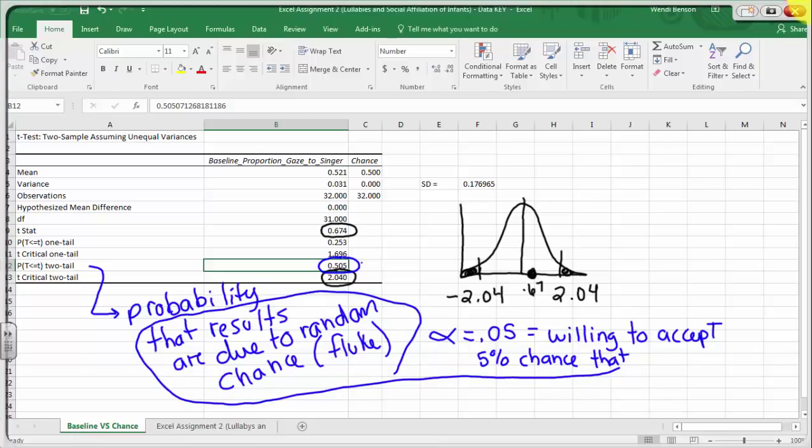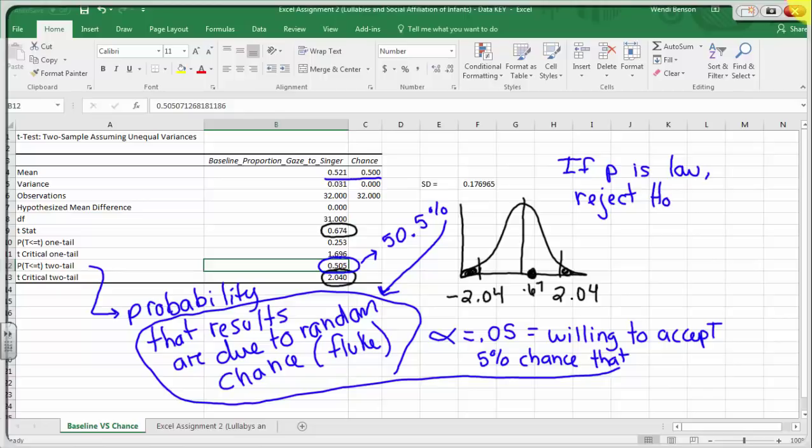Well, in this case, this is basically saying there is a 50.5% chance that the results are due to random chance or a fluke. That's way more than 5%, right? It's pretty likely that this tiny little difference here is just a fluke. It's not due to the infants actually spending significantly more time staring at the woman who is eventually going to sing the lullaby. So an easy way to think about this beyond the concepts is if p is low, reject the H0, right? Remember, H0 is the abbreviation for the null hypothesis.